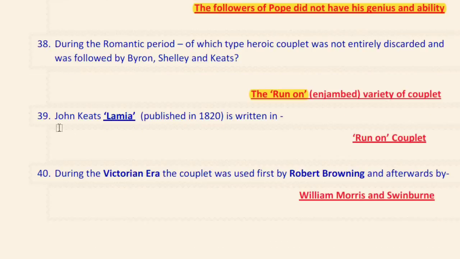Next question, question number 39. John Keats' Lamia, published in 1820, is written in. The answer is run-on couplet.